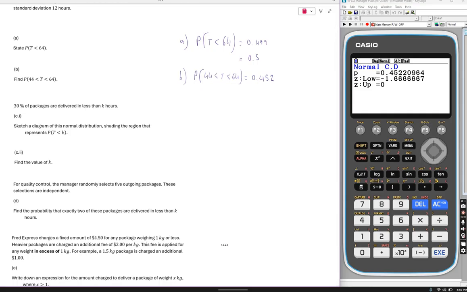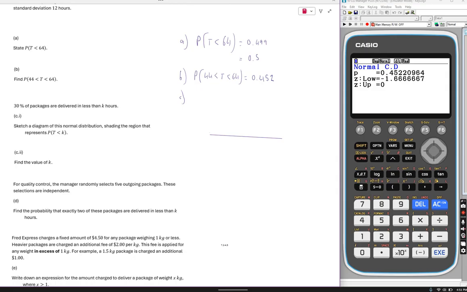Okay, 30% of packages are delivered in less than K hours. Sketch a diagram of this normal distribution, shading the region that represents the probability that T is less than K. So you need to do this as neat as possible. Let's start with just a straight line at the bottom here. Okay, it's not exactly straight, but you get the idea.